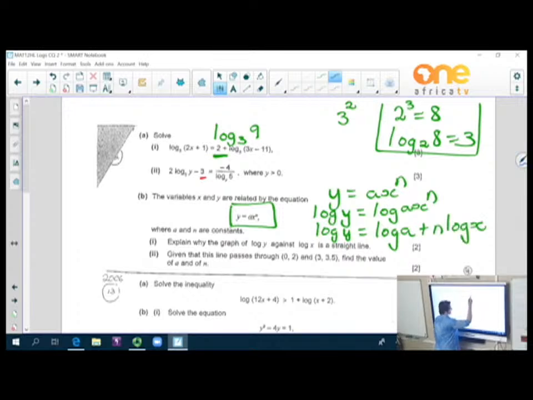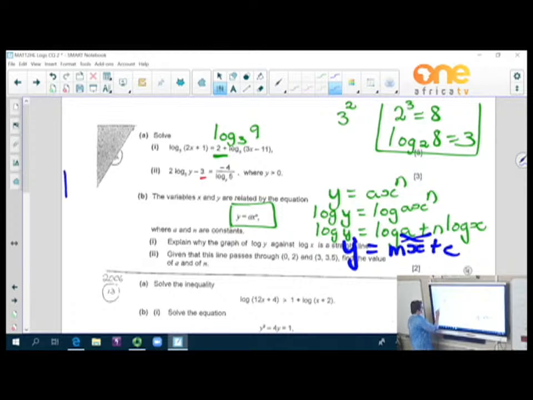And we want to show that this is y is equal to mx plus c. Indicate which one is which one. You have to do that. Indicate which one is which one. Now, let's draw the picture. It will make it easier to understand. This is log y against log x. Both axes are logged. X is the base.